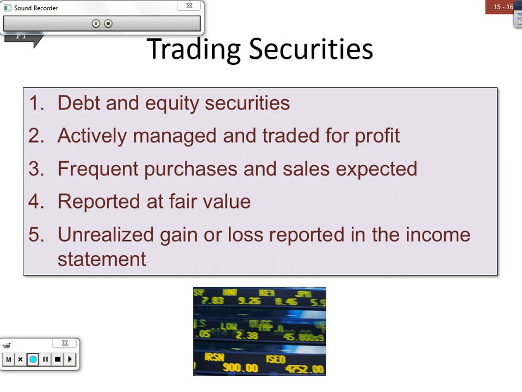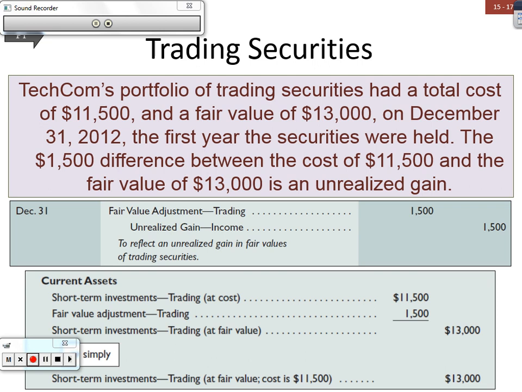In this first example, TechCom's portfolio of traded securities had a total cost of $11,500 and a fair value of $13,000. So the fair value is more than what they paid, on December 31st of the first year the securities were held. The $1,500 difference between the cost and the fair value is unrealized, meaning they didn't realize a gain or a loss. So we have a debit to fair value adjustment, trading, for $1,500 and a credit to unrealized gain income of $1,500 to reflect that unrealized gain.